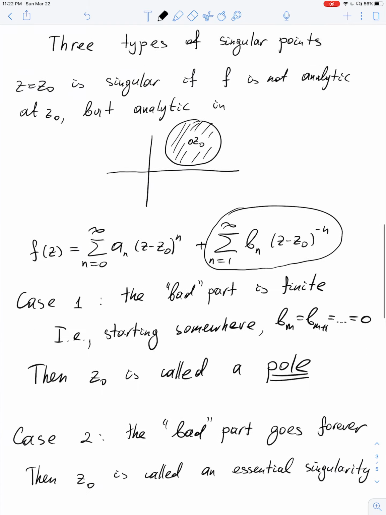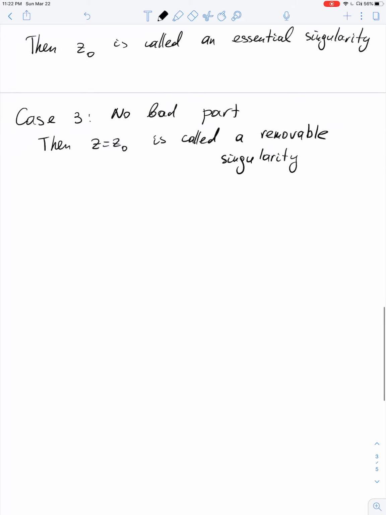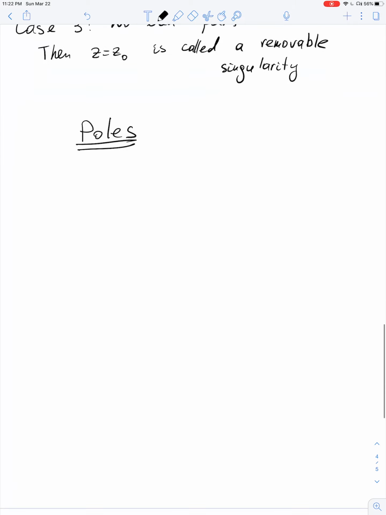So you see, this case 3 is basically a notational issue. Theoretically we could just state that the domain of f is this circle without z0, but if we write f as a Laurent series and realize that there is no negative part, no bad part, then we can just define f at z0 to be a0 from here, and then we kind of remove this singularity. So the main thing is a pole. We'll talk about poles a lot.